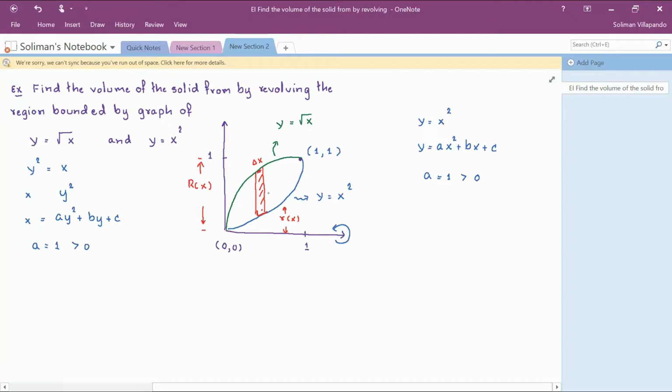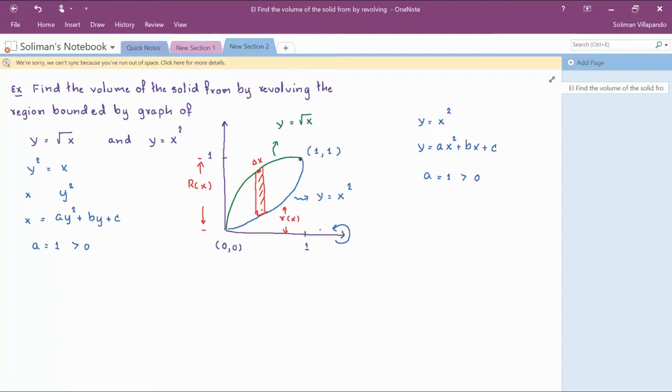Now, we're going to rotate this around the x-axis. So you rotate these two graphs around the x-axis. Basically you have the radius of the smaller one, small r of x, and the radius of the bigger one, capital R of x, and there is a hole here. This is the two-dimensional graph. Now let's take a look at the three-dimensional graph.